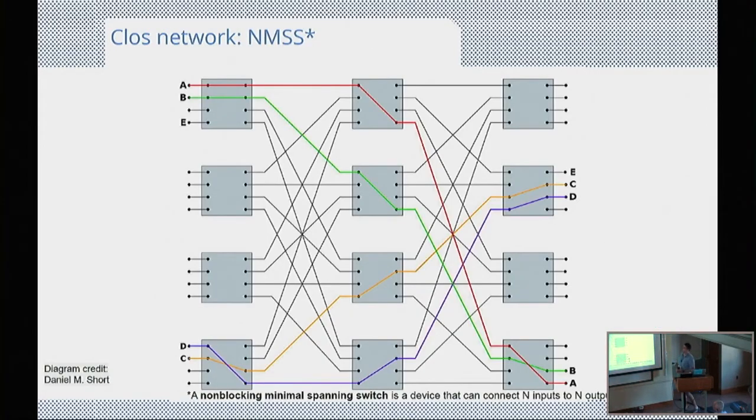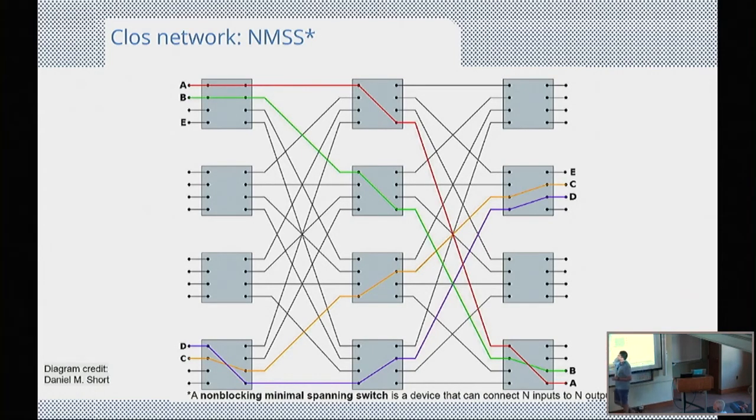Okay, so here's a scenario in your Clos network. Imagine you have A, B, C, D, and E over there. A is connected to A down here via that middle layer. B is connected to B down here via that middle layer. C is coming from down here and connected up to C there. And D is connected over here. Now, user E comes along, and he wants to talk to E over here.